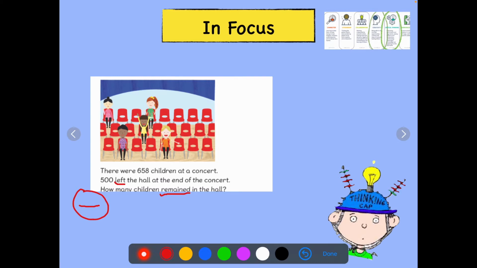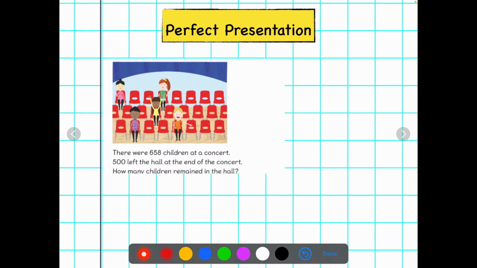Think about how this problem is different from yesterday's problem, and how it is similar or the same. Think about the different methods that you could use to solve this problem. Don't forget perfect presentation. Only one number per box. Now you can complete the in-focus task. Make sure that you show any of the methods that you use to solve this problem.